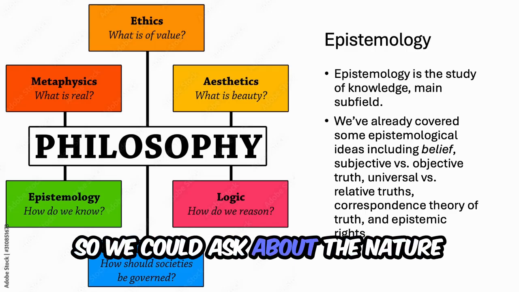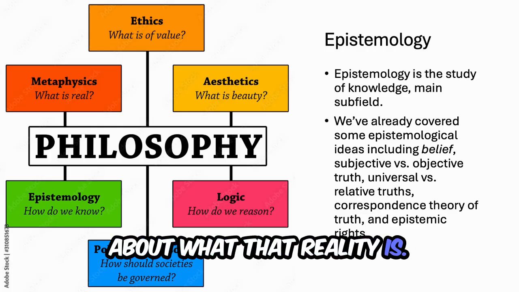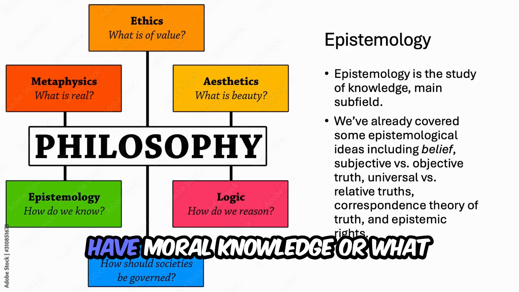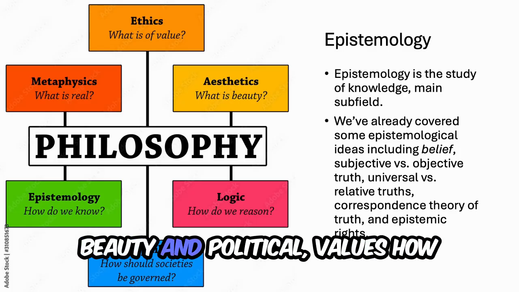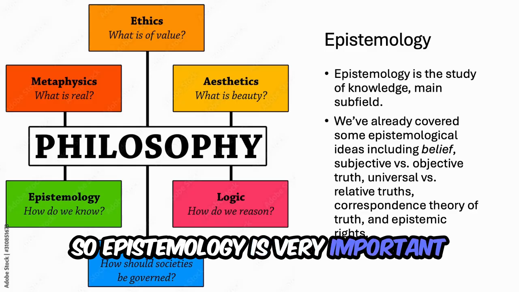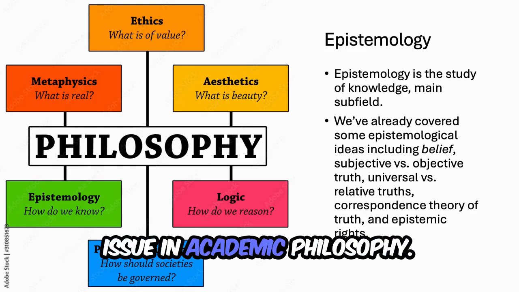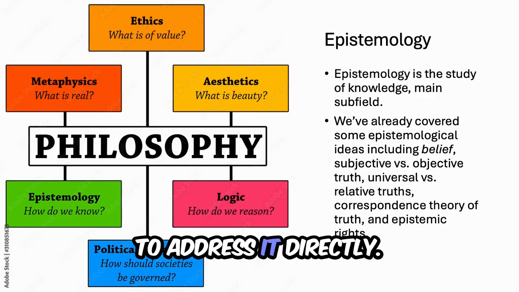So we could ask about the nature of reality and how we know about what that reality is, and then we can ask about how we have moral knowledge or what moral reality is, and the same of beauty and political values, how we should live together, right? So epistemology is a very important issue. In academic philosophy, we'll see knowledge issues pop up all semester long, but here we're going to address it directly.